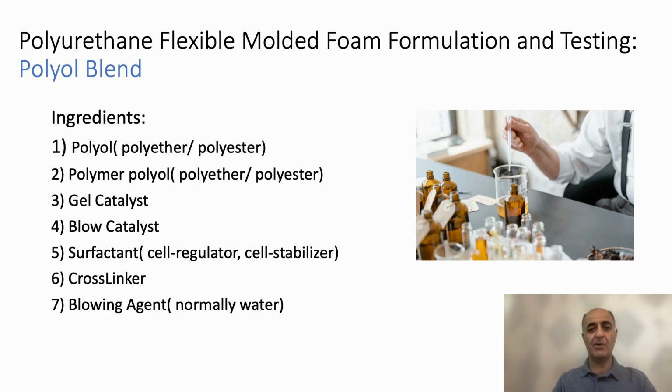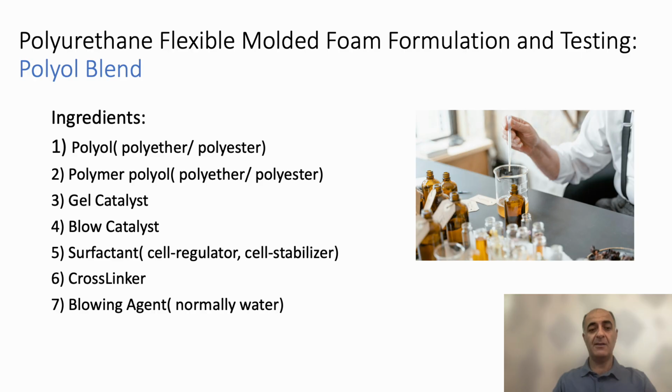Today I would like to talk about the polyurethane flexible molded foam formulation and testing. The first part is the polyol blend. The ingredients that we need to make a polyol blend will be, first, polyol. It could be polyether or polyester. Second, polymer polyol to make the final foam harder. Also, it can be polyether or polyester based.